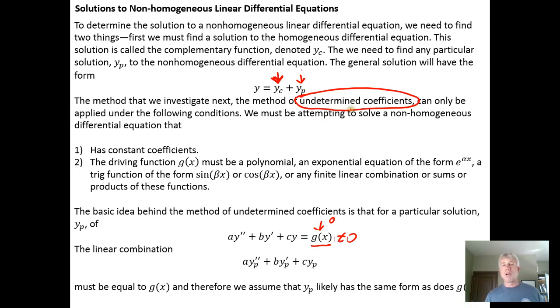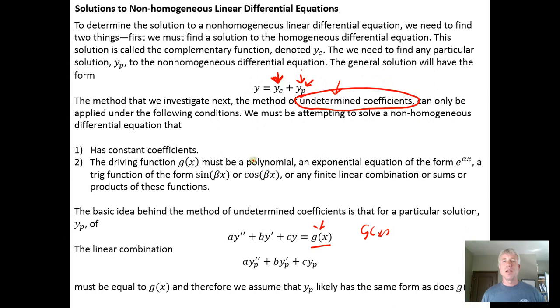And this technique only works for linear differential equations. It will work for linear differential equations of any order. We're going to be focusing on second order linear differential equations initially with constant coefficients because that's what we've been playing with. And the idea behind undetermined coefficients is that if you have a function g of x, and g of x has a form for which the derivatives of g of x have the same form as g of x, then we can guess that the form of the particular solution that we need is going to have the same form as g of x.